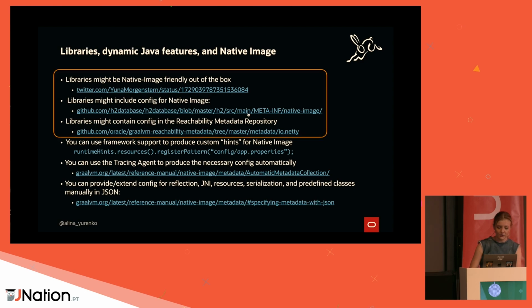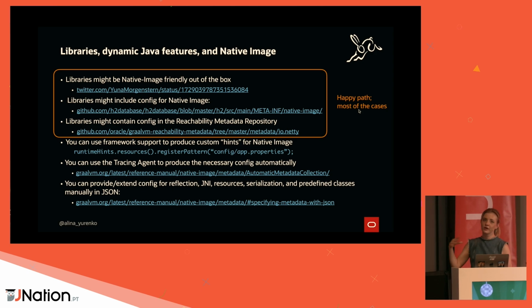So we talked about the first 3 bullets, and this is kind of a happy path, but also I hope that this is the path that most of you will take if you will be using native image, especially, again, if you're building a new project rather than migrating something older to GraalVM. But now let's talk about a case where there is no support yet for GraalVM in the library that you are using. So what can you do then?